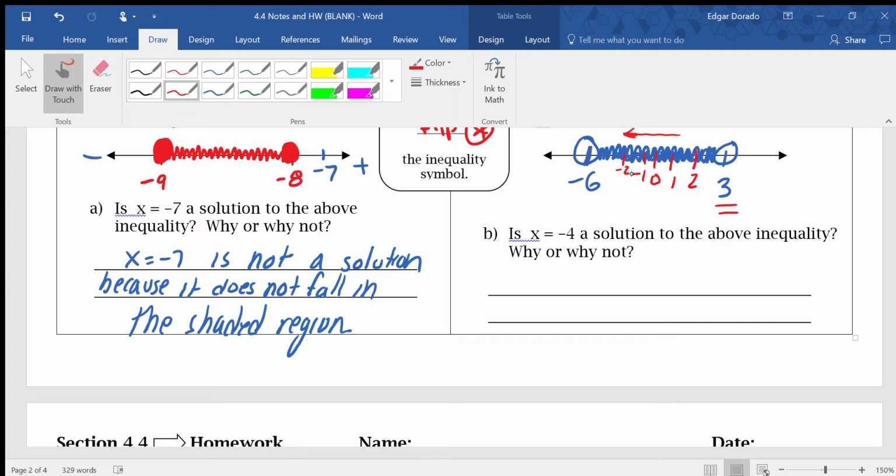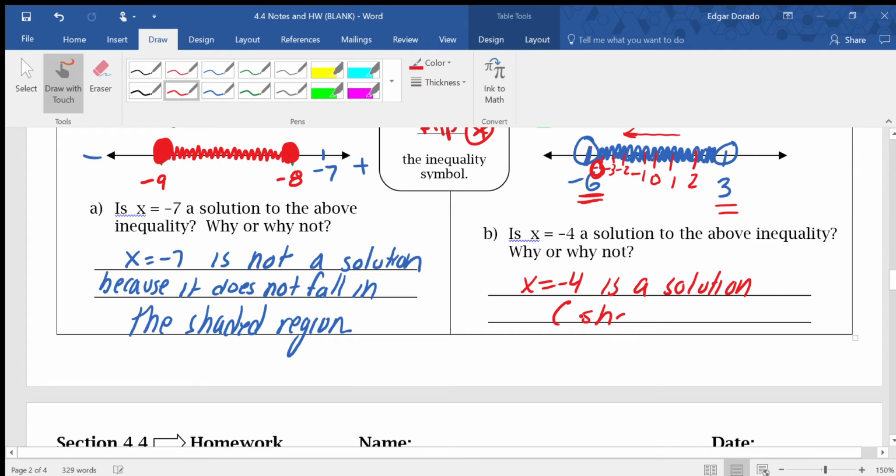Wait. Backtrack. -3, -4. We did say -4. So we said -4 before we got to -6. So that means that x equals -4 is a solution. And why? Because it's in the shaded region. Okay, guys. Good. All right, I think for now I'm going to go ahead and end the video there.